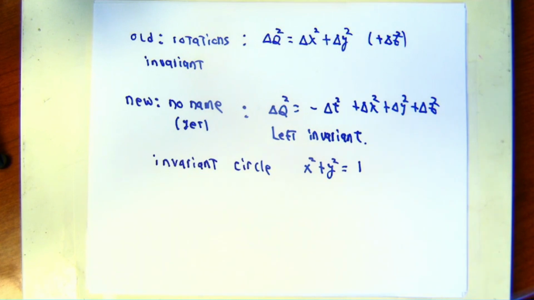X squared plus y squared equals 1 is the set of all points whose distance squared from the origin is 1. Both the barred and the unbarred coordinate system have the same kind of formula for this. One is x squared plus y squared equals 1. The other is x bar squared plus y bar squared equals 1. Both represent the same circle, although the location of a given point depends on your point of view. In our new situation, we have the space-time interval instead.